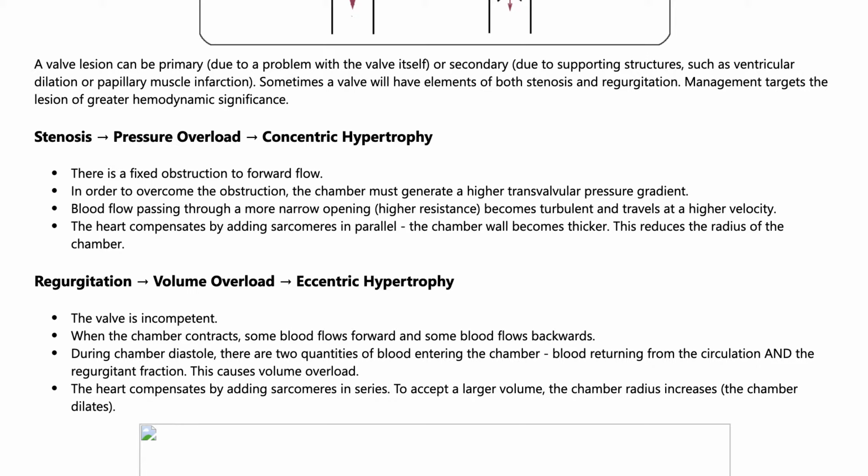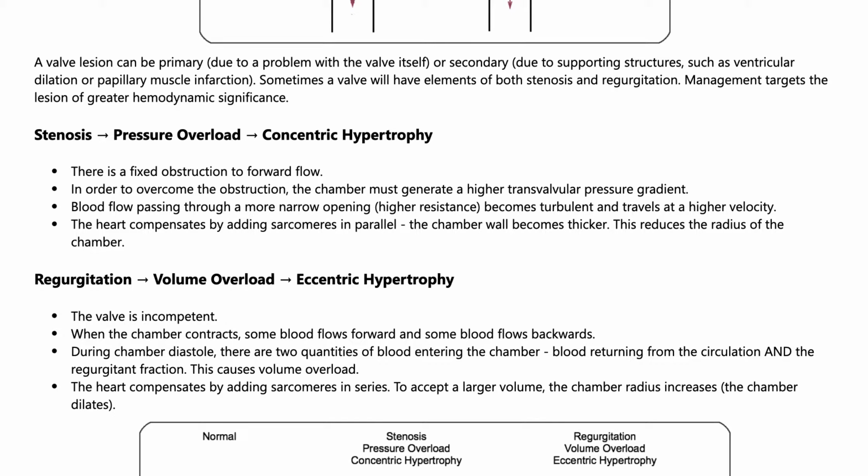The heart compensates by adding sarcomeres in parallel. The chamber walls become thicker. This reduces the radius of the chamber. The following describes regurgitation, which is volume overload leading to eccentric hypertrophy. The valve is incompetent. When the chamber contracts, some blood flows forward and some blood flows backwards.